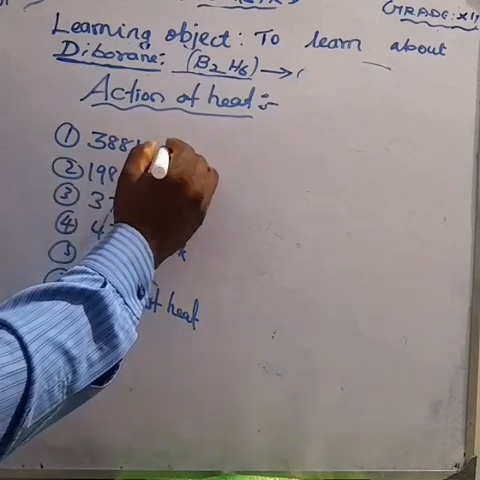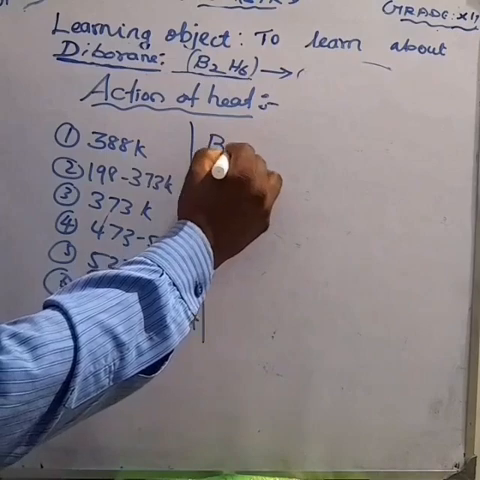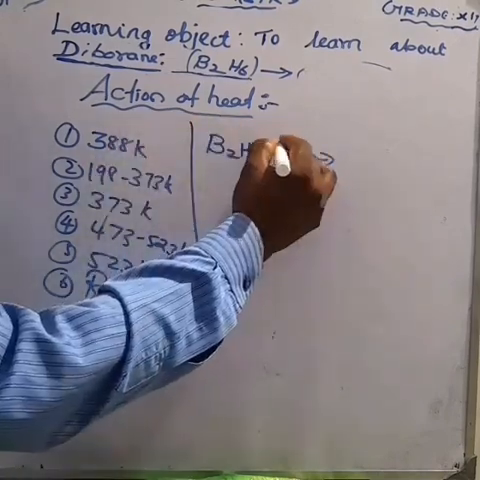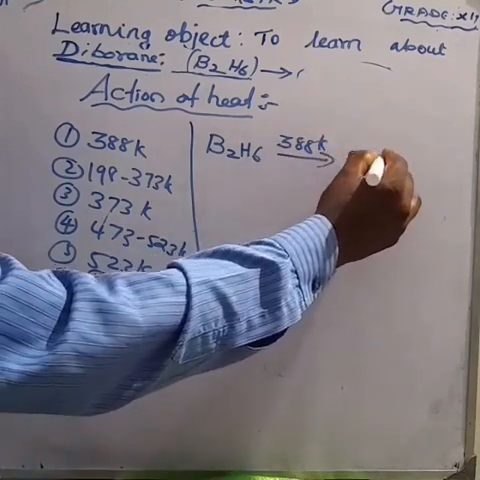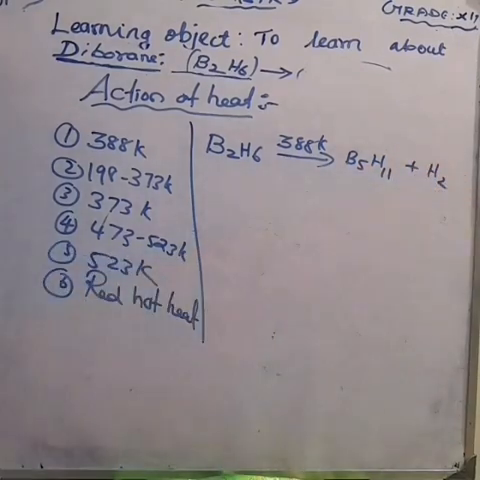First one: what is the formula of diborane? The diborane formula is B2H6. Am I right? The temperature is 388 Kelvin. Which product is obtained? B5H11, and we also get hydrogen.